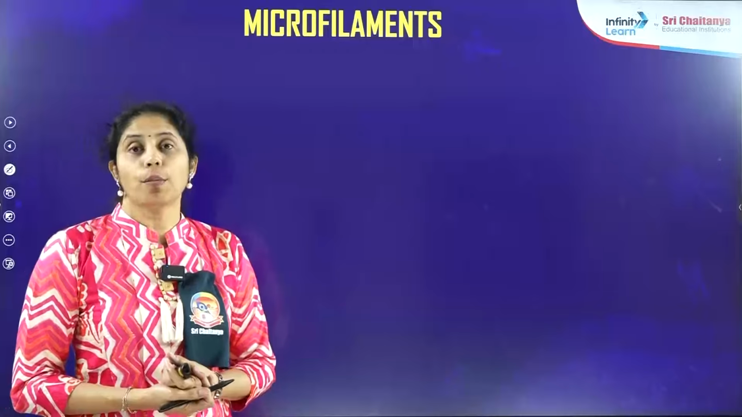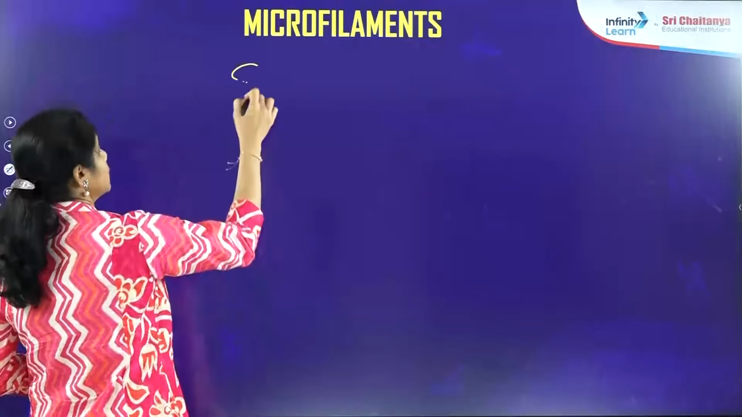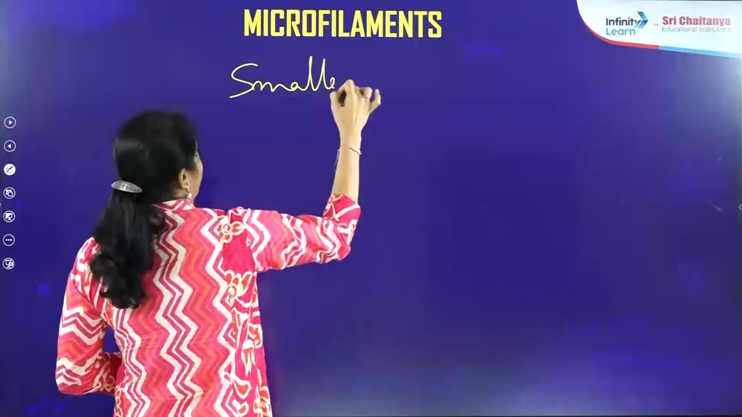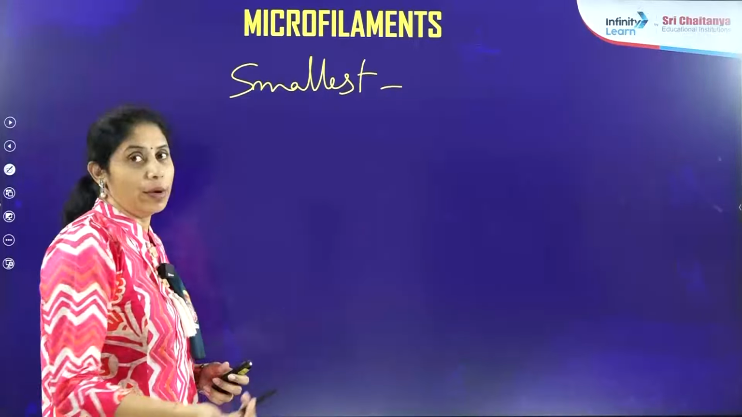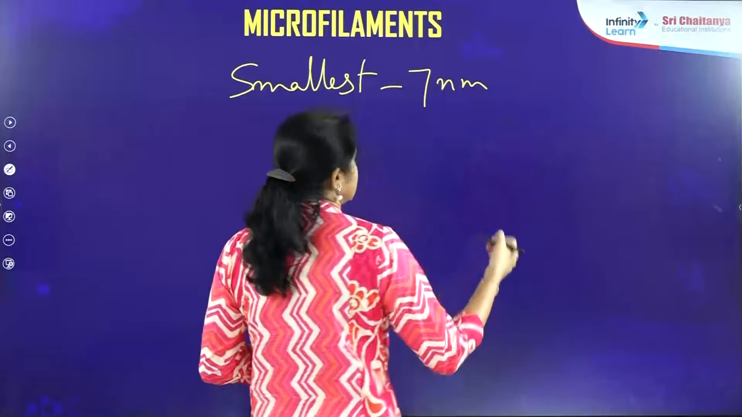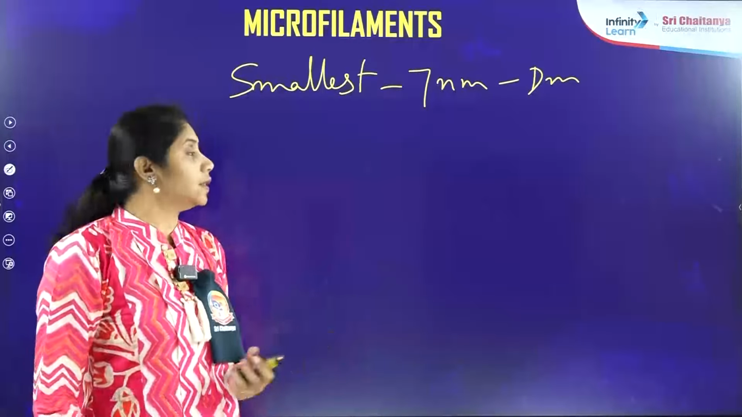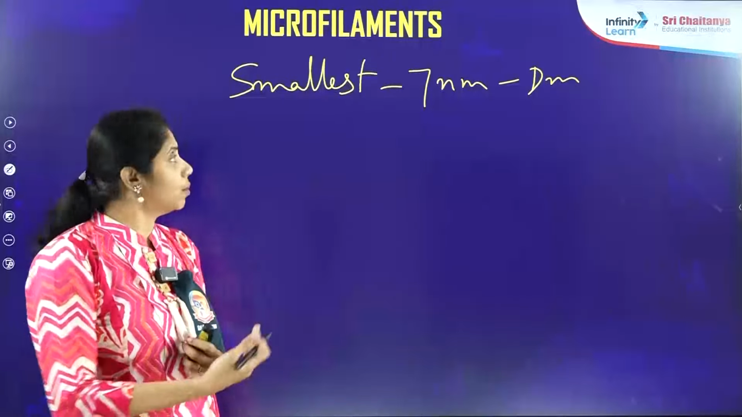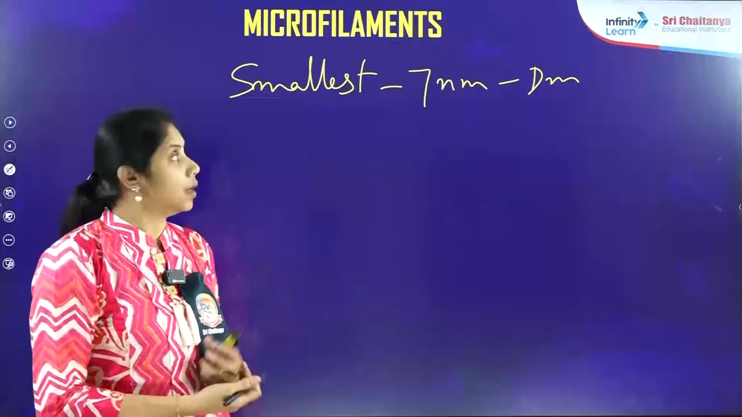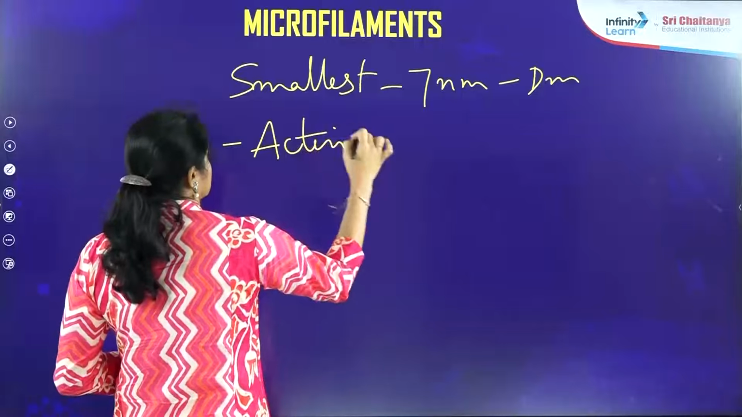Next, the last component of the cytoskeleton is microfilaments. These are the smallest among all three cytoskeletal elements, with a diameter of 6 to 8 nanometers, and an average of 7 nanometers. And these microfilaments are made up of actin protein.